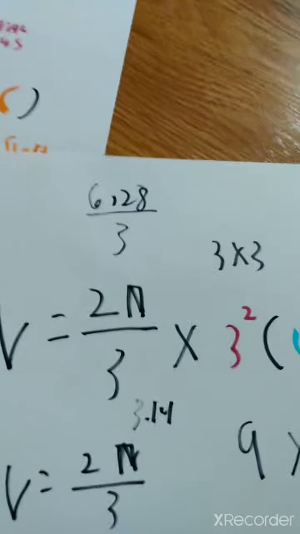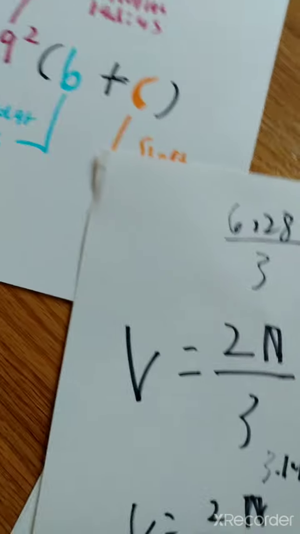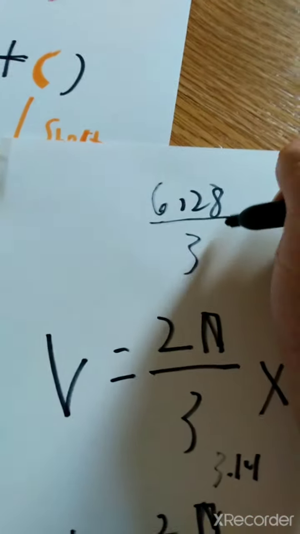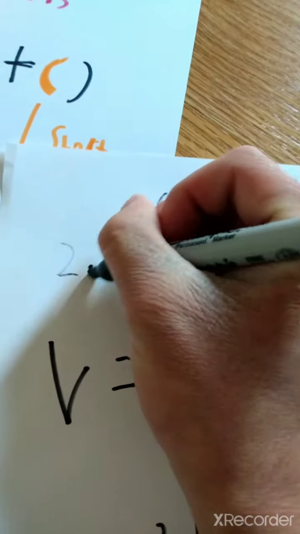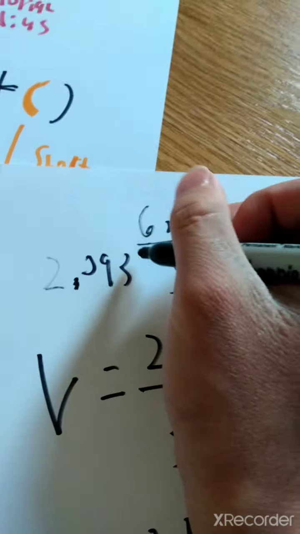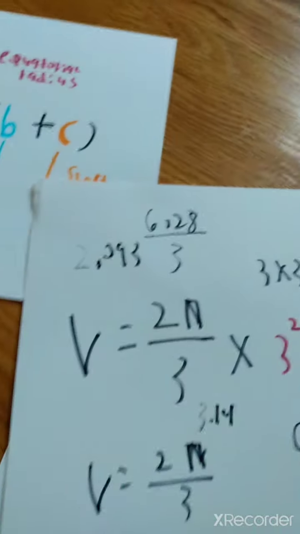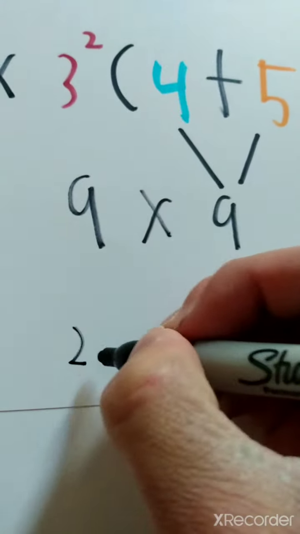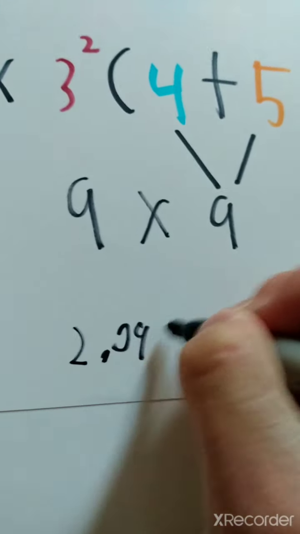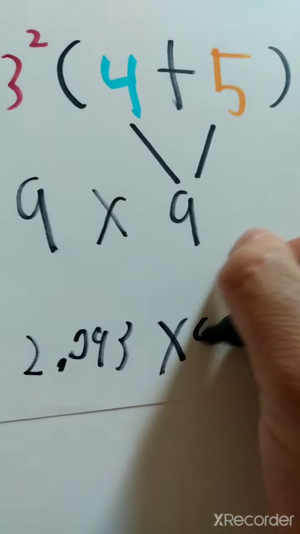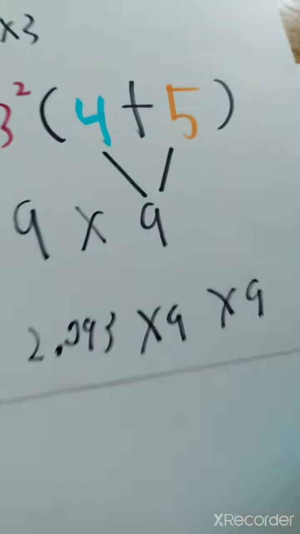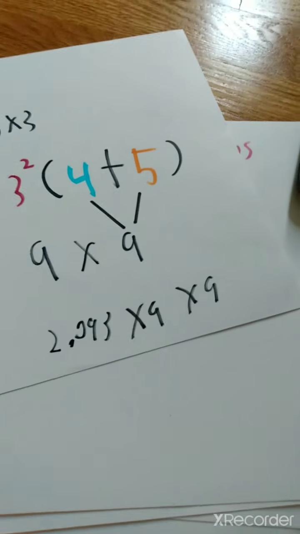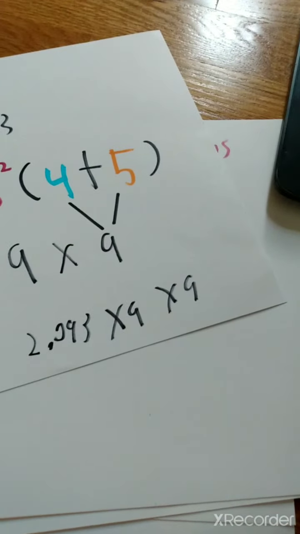6.28 divided by 3 is 2.093333 repeating. So, there's a few steps left. We have to do 0.093, multiply that by 9, and 9 again. Then we get our total answer for the volume of how much we can taste inside an Easter egg. Well, the hard-boiled eggs.